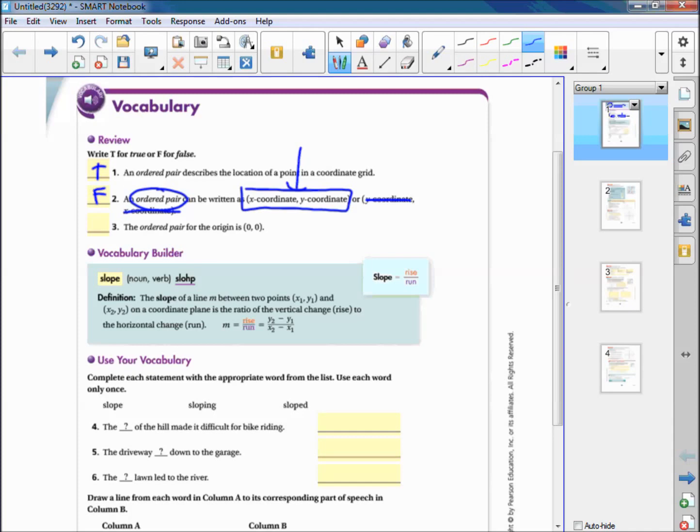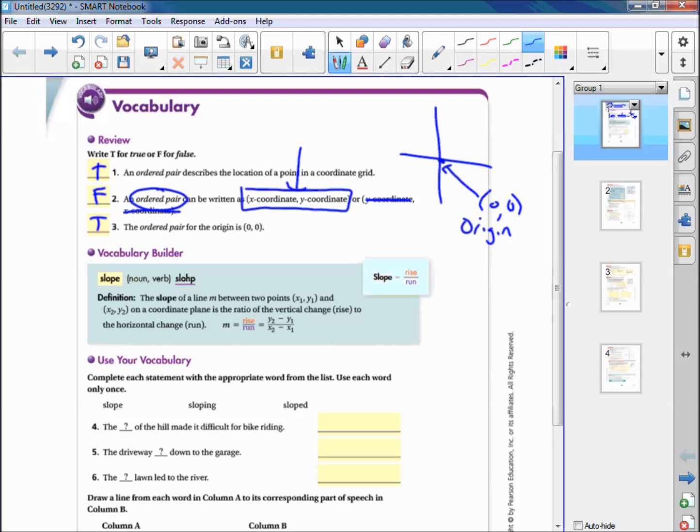Okay? So the ordered pair for the origin is 0, 0. This is true. The origin is the center point in our grid. It's where we begin our graphing from. So this is point 0, 0, and its special name is the origin. It's where the x and y axis cross.